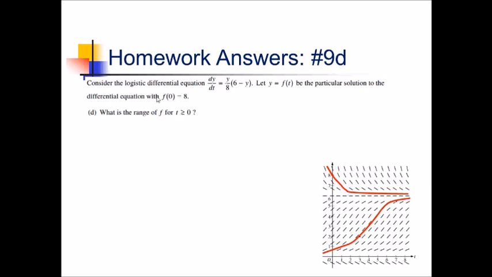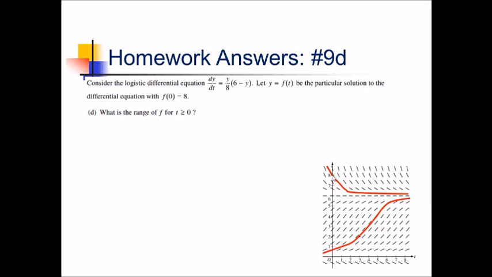They told us f of 0 equals 8. So this is the curve that went through the point 0, 8, and this is the only curve we look at when we're figuring out the range of f. The range is just all the y values, and they're asking only about y values where t is greater than or equal to 0. Well, that means we're taking a look at just this piece of the graph from the y-axis onward. Now, where are the y values?